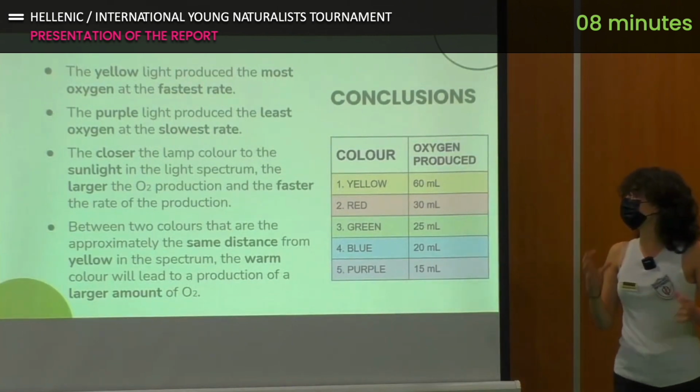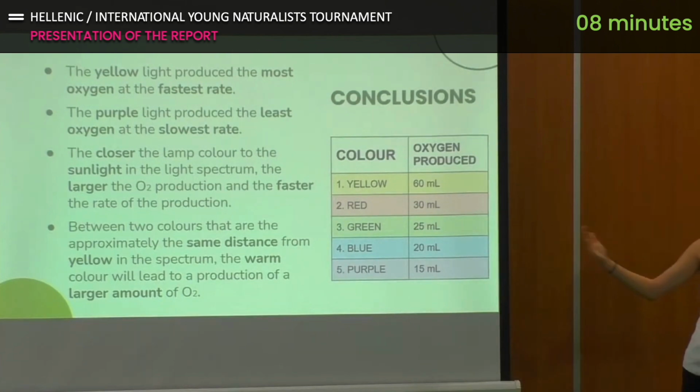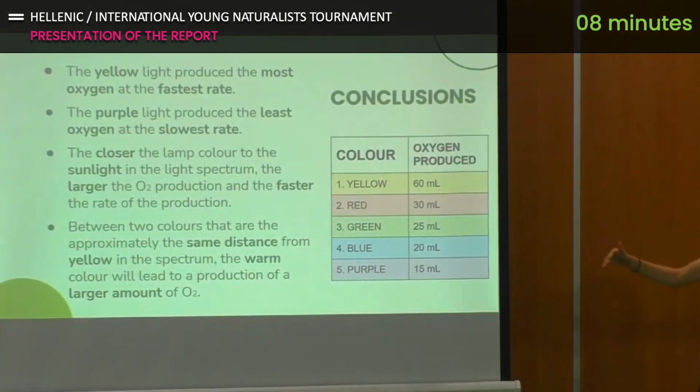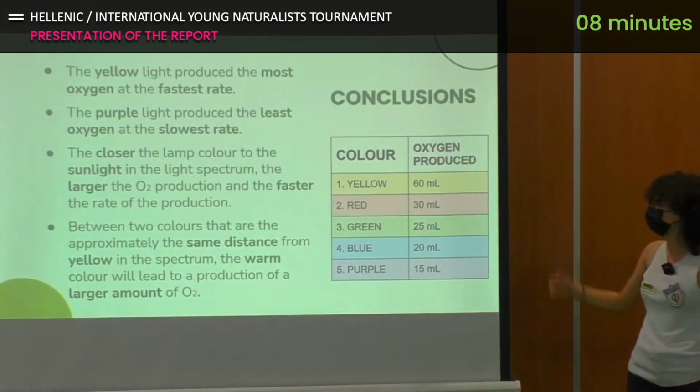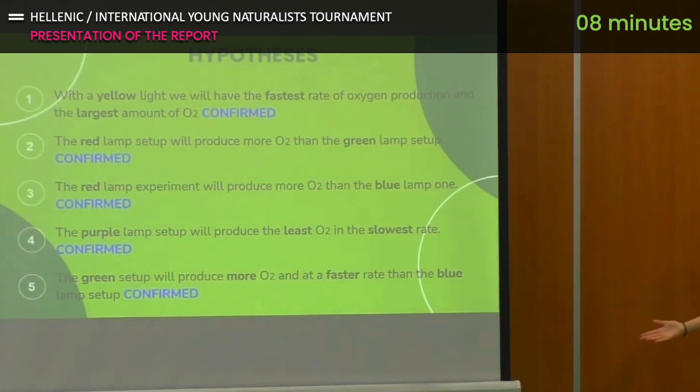Between 2 colors that are approximately the same distance from yellow in the spectrum, the warm color will lead to a larger amount of oxygen production. This is a table of data that shows which color produced the most oxygen in decreasing order. So as you can see, all of my hypotheses were confirmed.